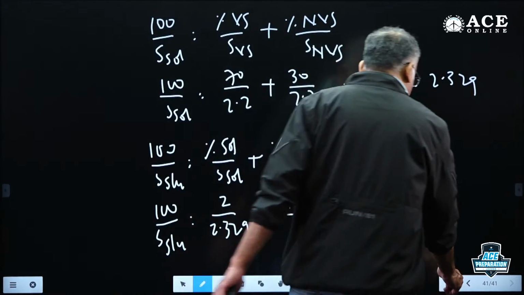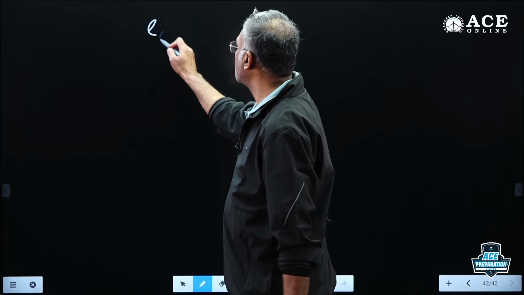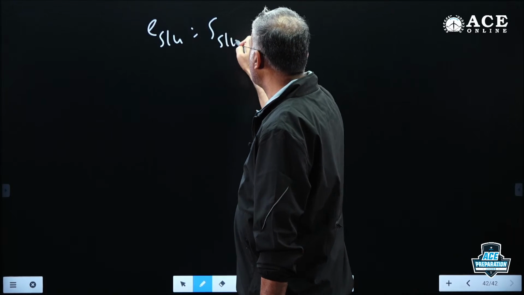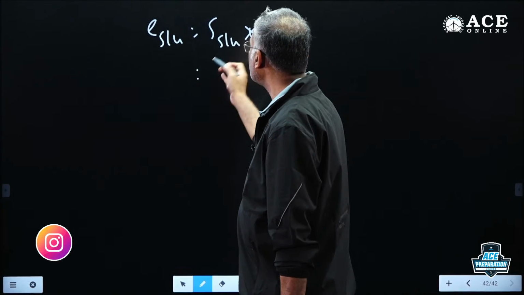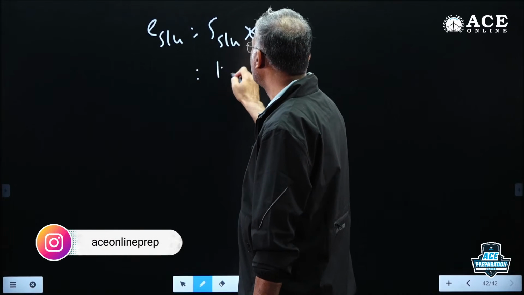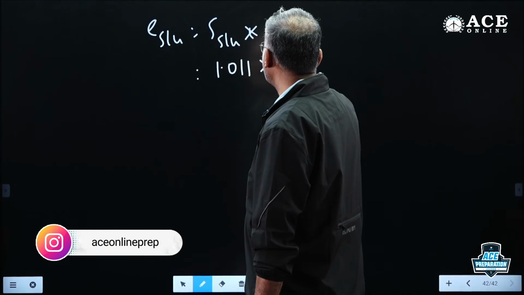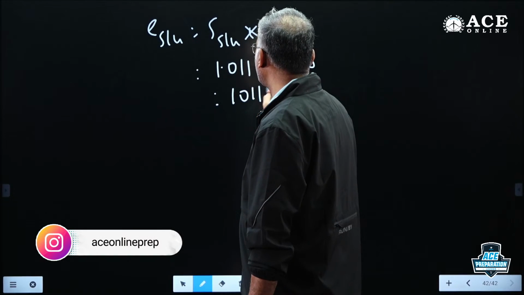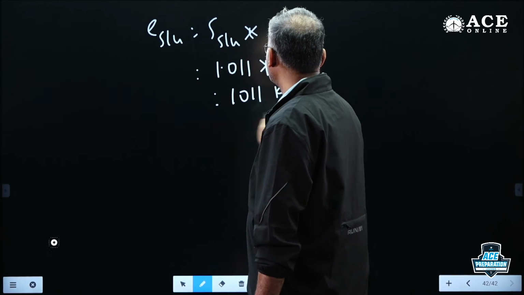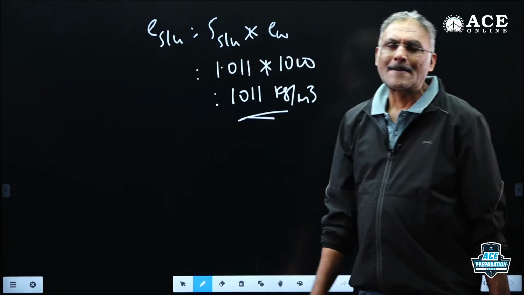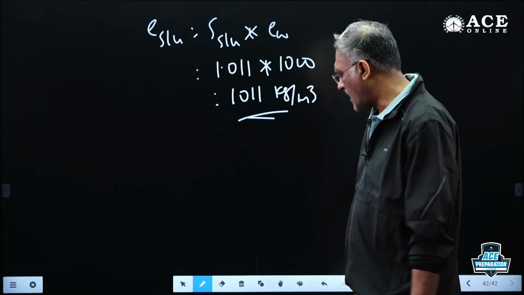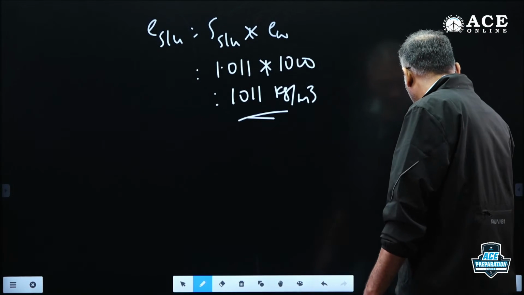Then how do we find the density of sludge? Density of sludge is equal to specific gravity of sludge into density of water. The specific gravity of sludge is 1.011 and the density of water is 1000, so it is 1011 kilogram per meter cube. This is how we can find it. This is the kind of question they ask in exams. Anyway, that is easy.